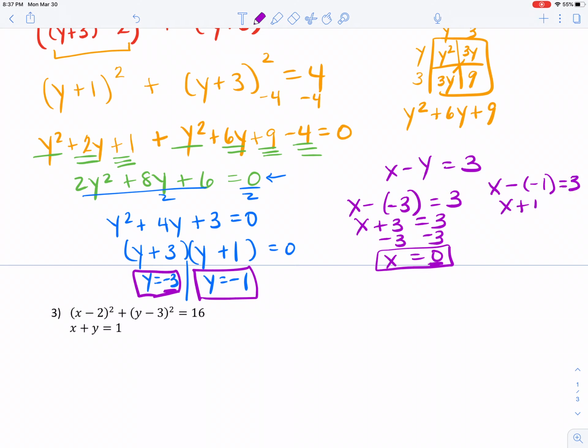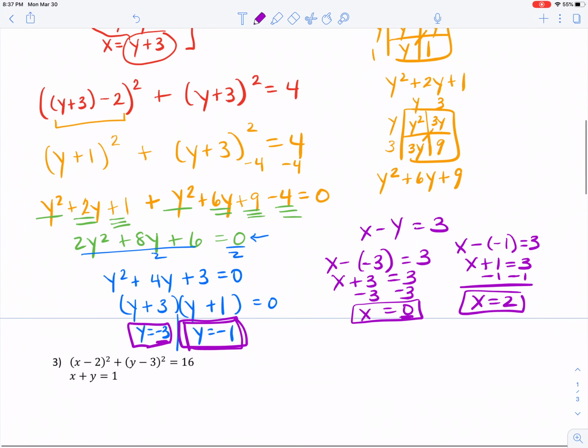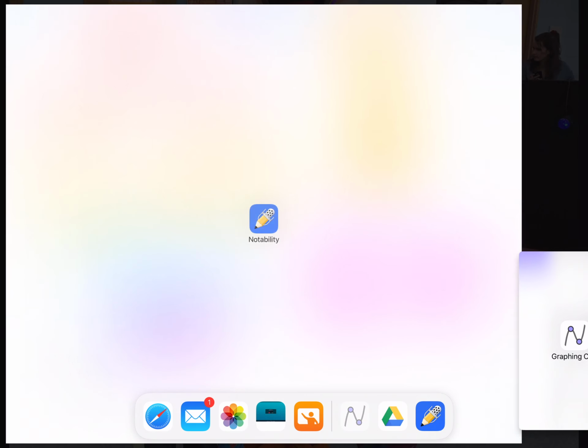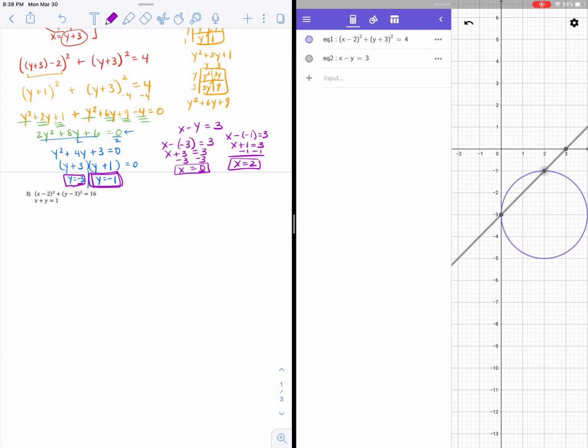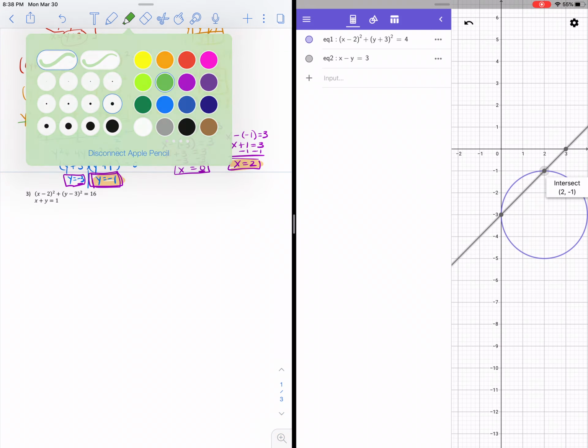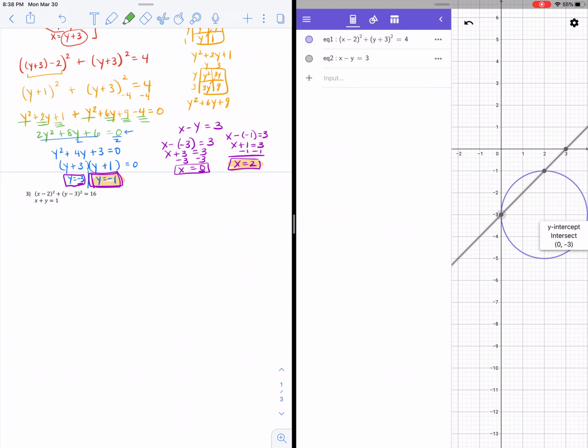The minus, I'm going to rewrite that as x plus 1 equals 3, minus 1 on both sides, and I get x equal to 2. So 2 negative 1 would be the other solution. I'm sorry that my work isn't as clean as I'd like it to be, but I do already have this typed into the calculator as a way to check, and I put the two equations in, and the points of intersection are at 2, negative 1, so that's the solution here, x 2 with y negative 1, and my other solution here is 0, negative 3. When x is 0, y is negative 3.